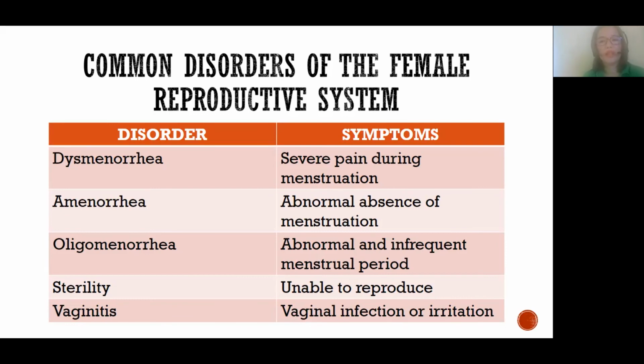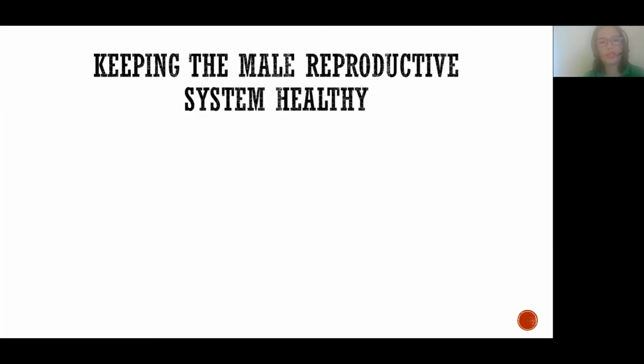Okay, so you may, of course, read these samples of disorders and diseases in the book, and in the internet, there are other examples of these disorders and diseases. Now, in keeping your reproductive system healthy for male, what are the routine or practice that you are employing in order for you to keep your reproductive system healthy?